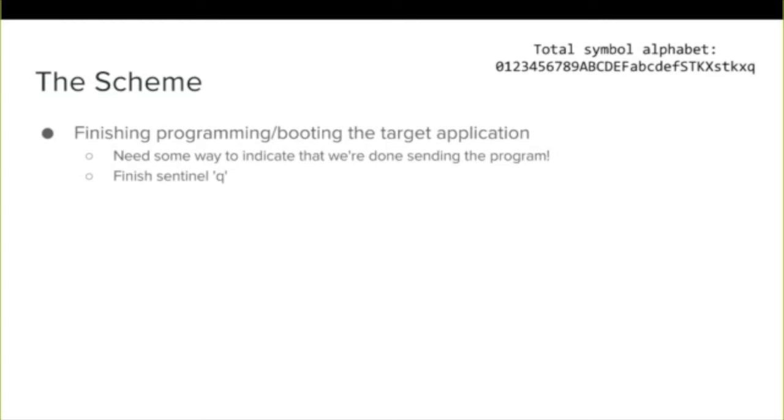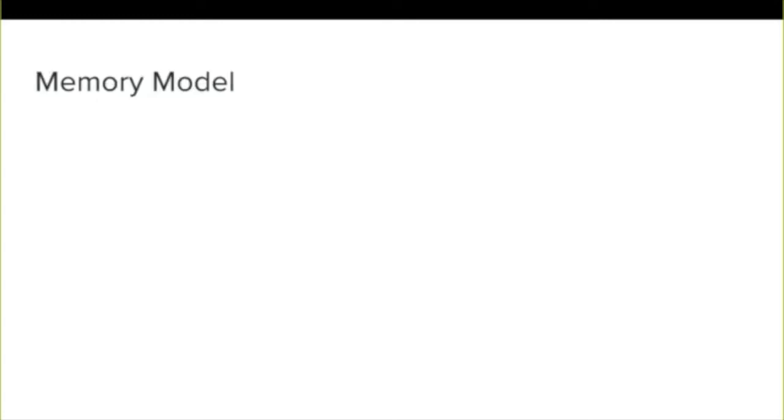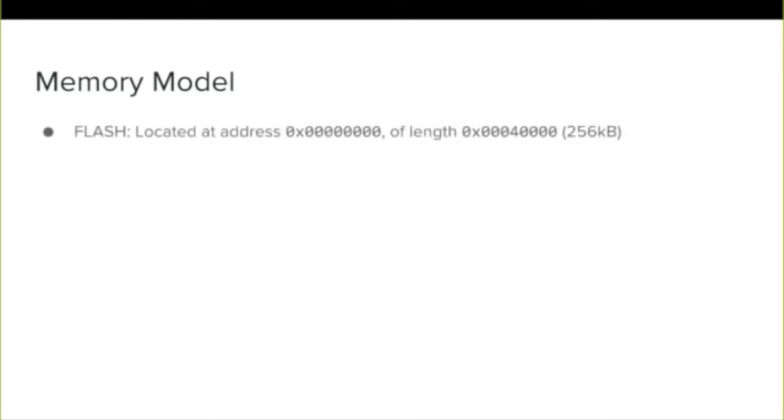Alrighty. So, memory model. We have flash, and it's located at address 0, and it's of length 40,000 hex, which is 256 kilobytes. So in our device, if we access address 0, we're referring to the lowest address in the flash. If we access address 40,000 hex, we're actually accessing outside the bounds of the flash. We'd have to subtract 4 in order to access the last program word before the end.